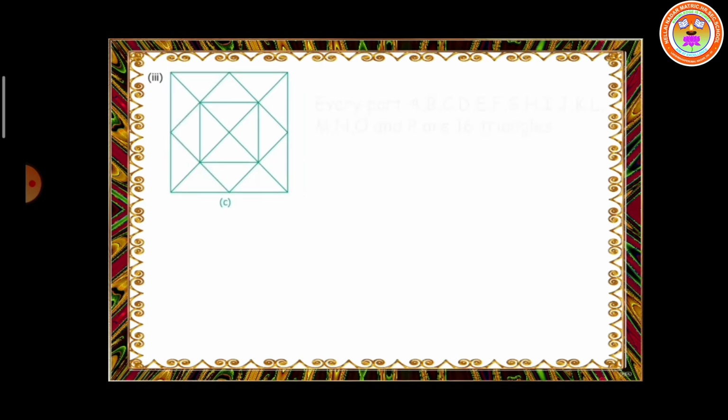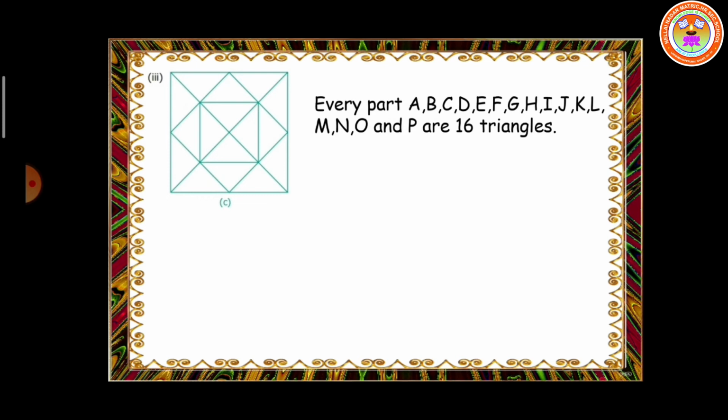Next sum. Every part A, B, C, D, E, F, G, H, I, J, K, L, M, N, O, P are 16 triangles.